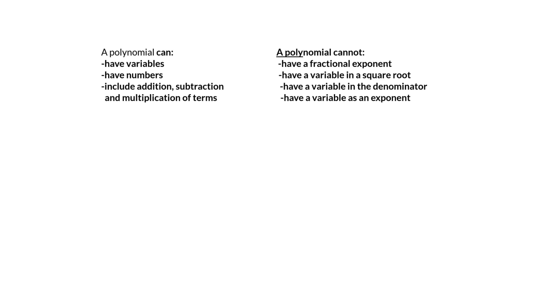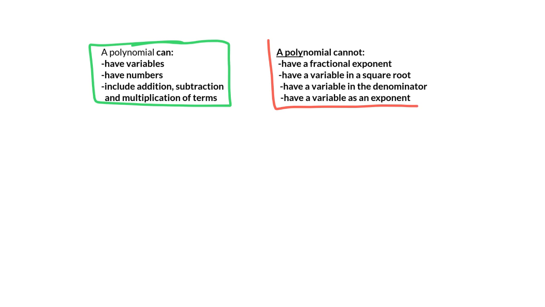Okay, so here are a couple of lists of what a polynomial can have and what it cannot. So what it can have: numbers, variables, addition, subtraction, multiplication of terms. All of that is fine. What it cannot have is a fractional exponent, a variable in a square root, a variable in the denominator of a fraction, and a variable as an exponent.